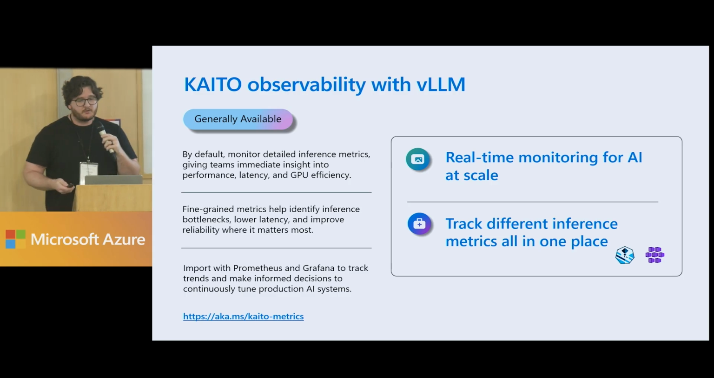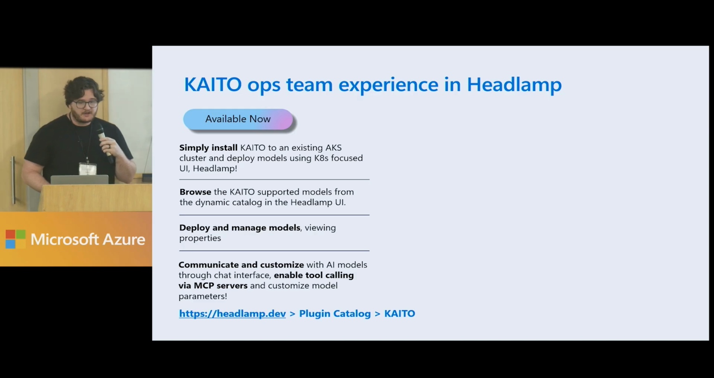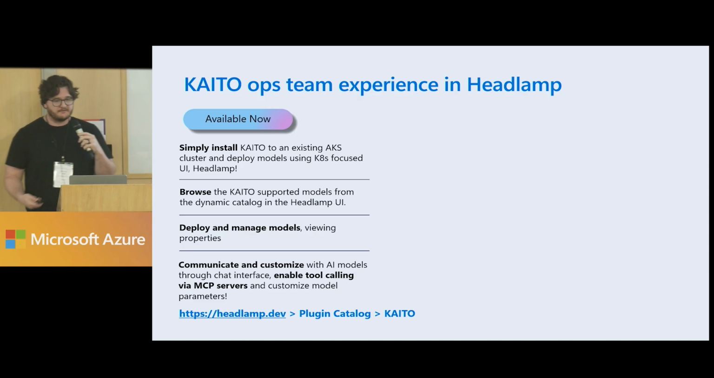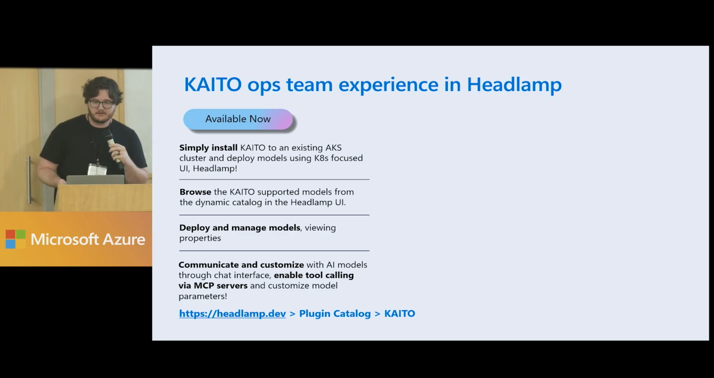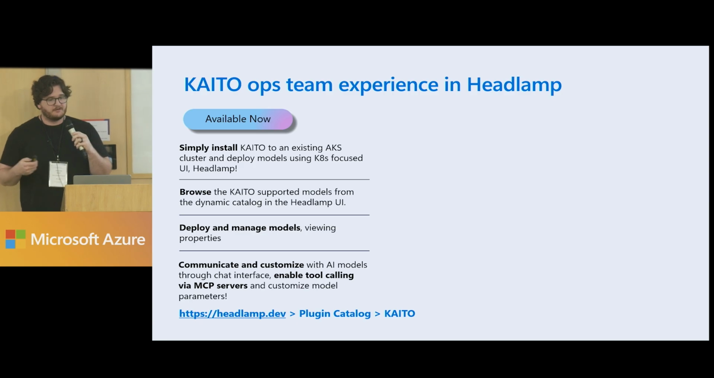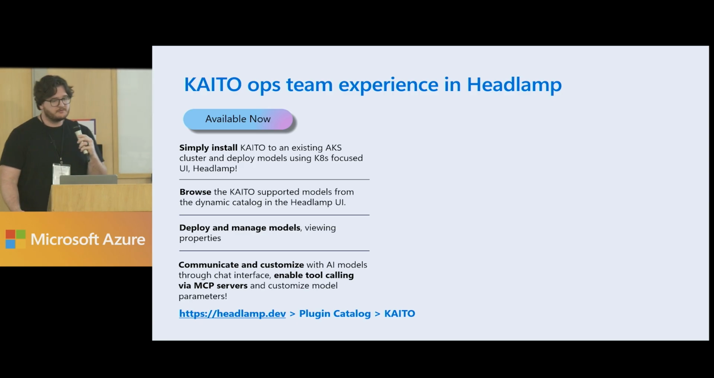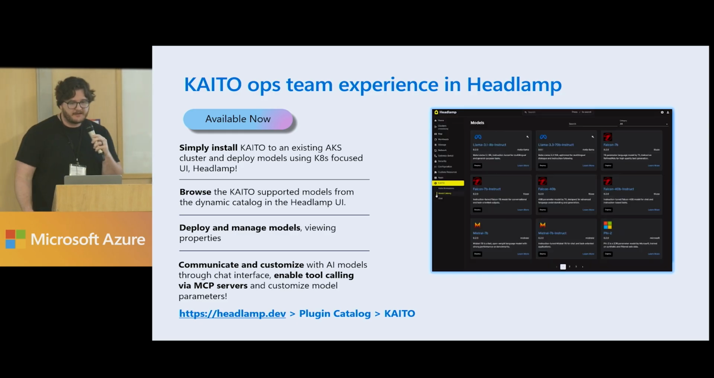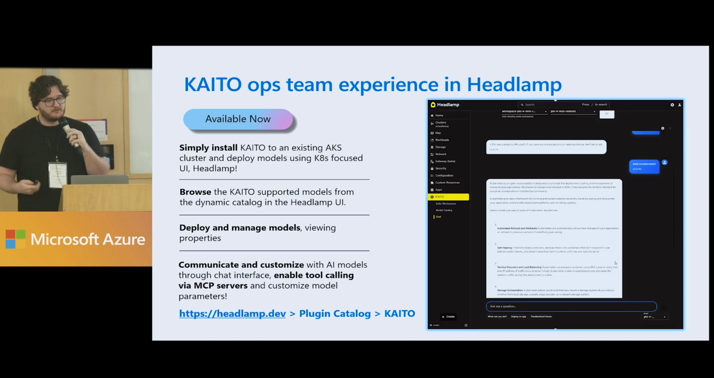So these metrics can also be imported into Prometheus and Grafana, enabling teams to build dashboards and alerts tailored to their production environments. Kaito can also be used with Headlamp. So Headlamp is a user-friendly Kubernetes open source UI focused on extensibility. Out of the box, it provides dashboards to view your Kubernetes cluster workloads, configurations, and metrics. To add in functionality, it has a plugin gallery where we have deployed a Kaito plugin, making it simple to install Kaito on existing cluster, browse from a dynamic model catalog that is being updated. You can deploy and manage models, viewing workspace properties.